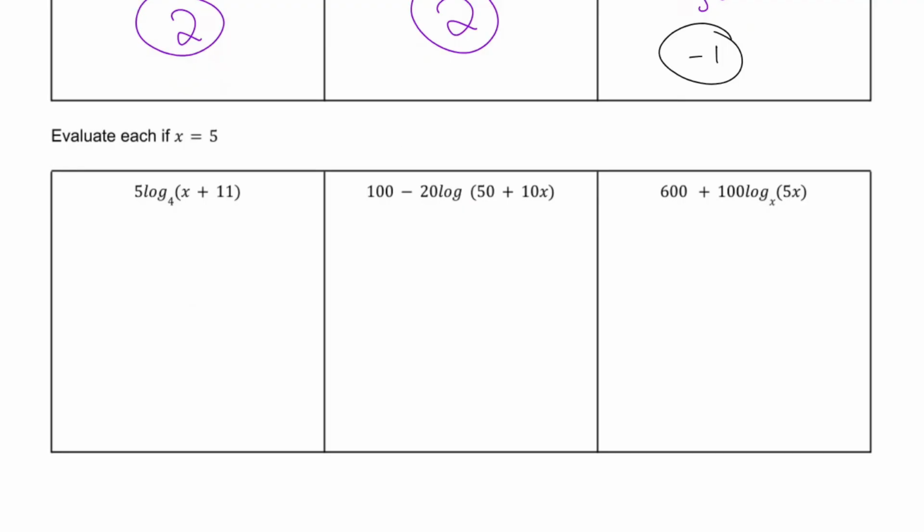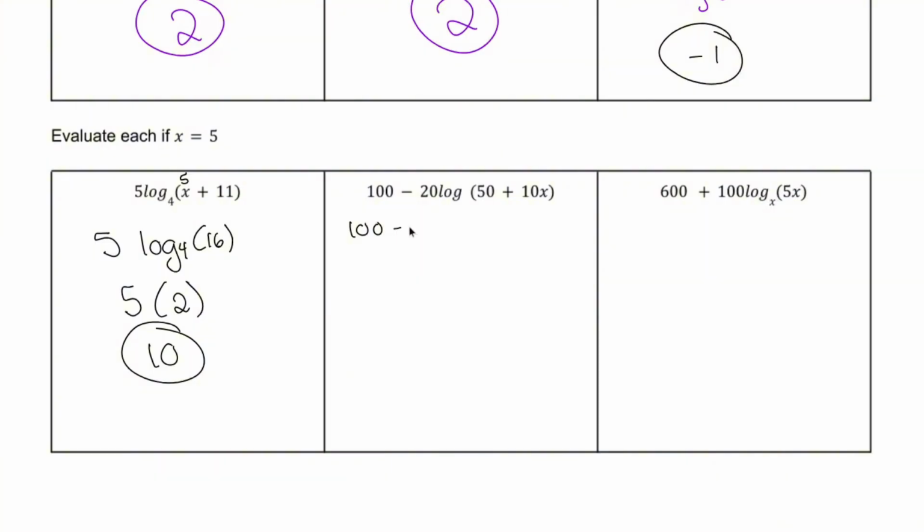All right. Evaluate each if x equals 5. Okay, I can do this. If x equals 5, that 5 for whatever reason still lives out there. This is going to be log base 4 of 16, right? Because 5 plus 11 is 16. 4 to the what is 16? 4 squared is 16, and that 5 is still lingering out there. 5 times 2 is 10. Okay. 100 minus 20 log 10 times 5, right? 10 times 5 is going to be 50. 50 plus 50 is 100.